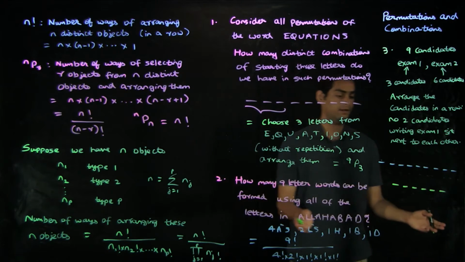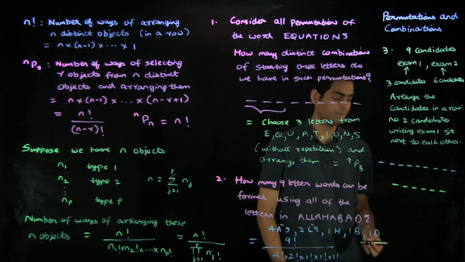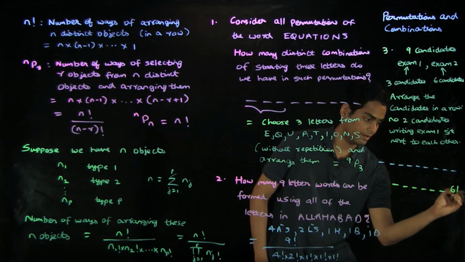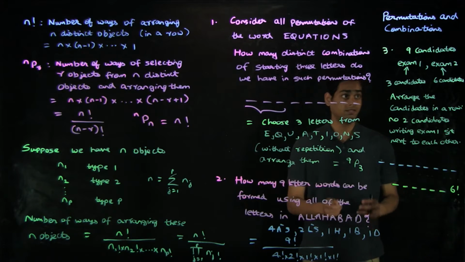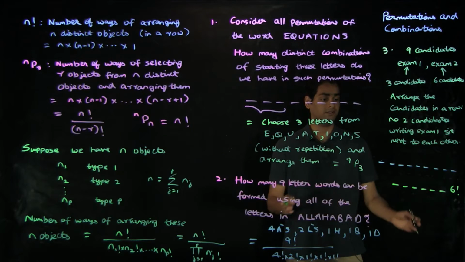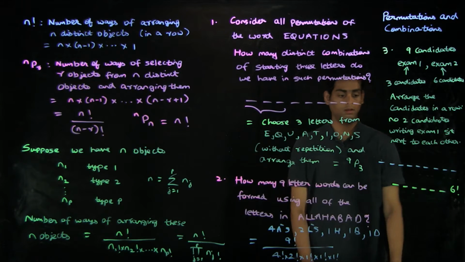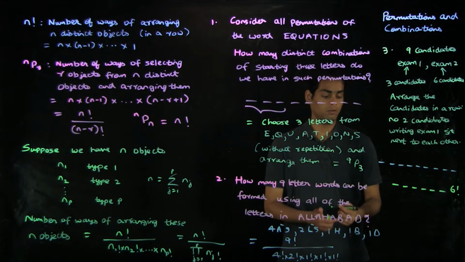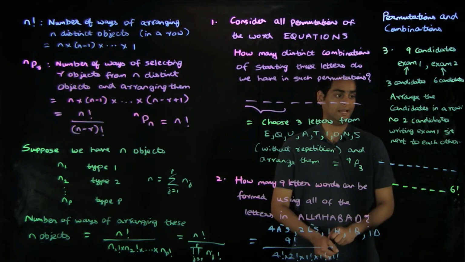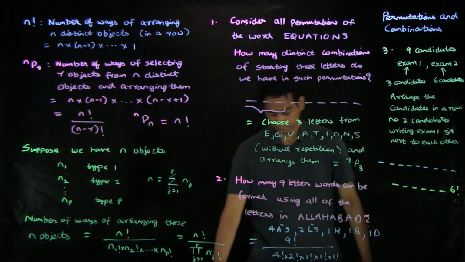So we first fill in the 6 candidates who are writing exam 2, and that can be done in 6 factorial ways. Since each candidate is distinct from the other, and we want to arrange the 6 candidates in a row, the number of ways is just 6 factorial. So now you can place candidates who are writing exam 1 between the candidates who are writing exam 2.